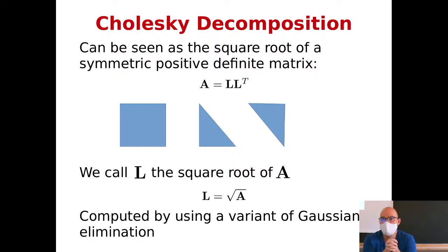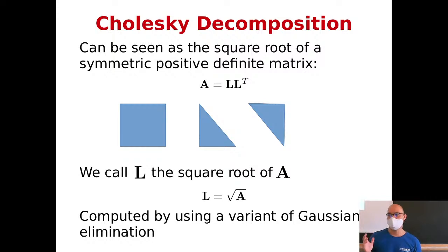If you are interested in how to compute the Cholesky decomposition, you can look it up on Wikipedia. You can also implement a very straightforward algorithm that is a variant of Gaussian elimination and can be used to compute the Cholesky decomposition. If you want, I will put a small C snippet of code in your repository in case you want to have a look at how to compute it.